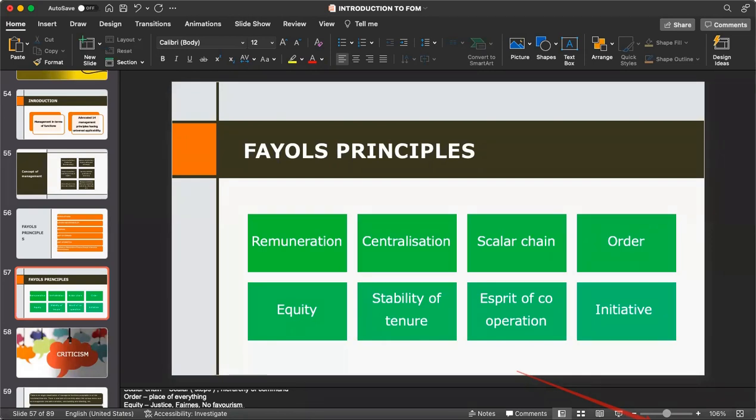Okay. Then we have equity now. Equity means there should not be any favoritism. There should not be any bias. There should be proper justice and fairness when it comes to decision making in the company.